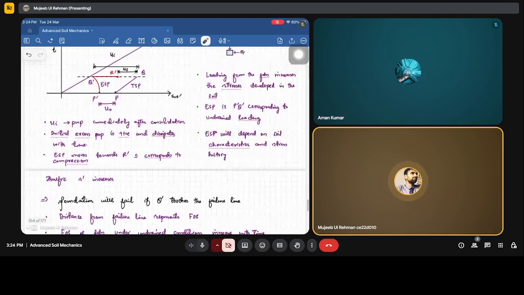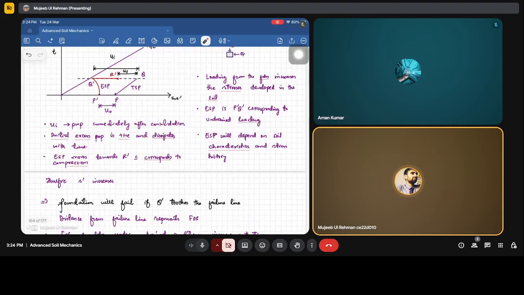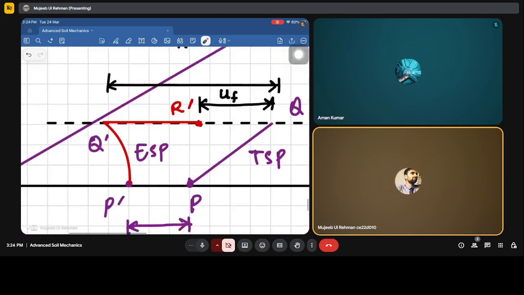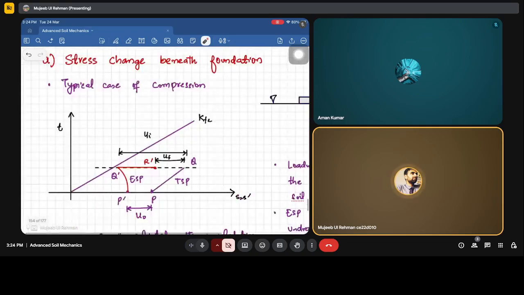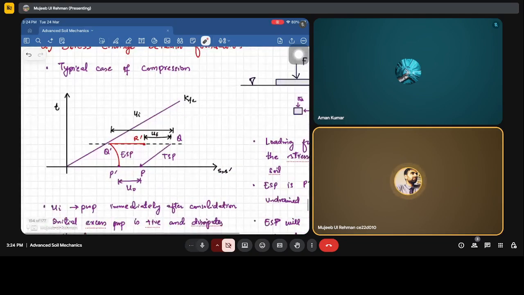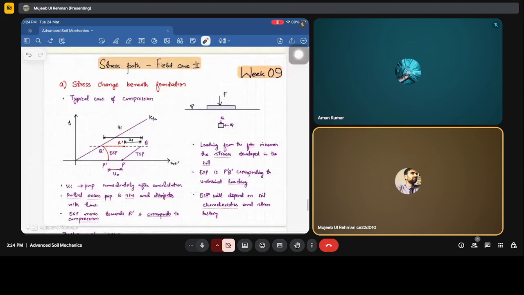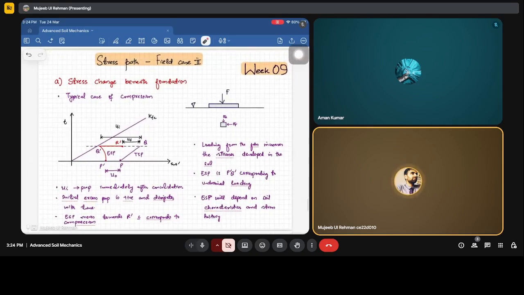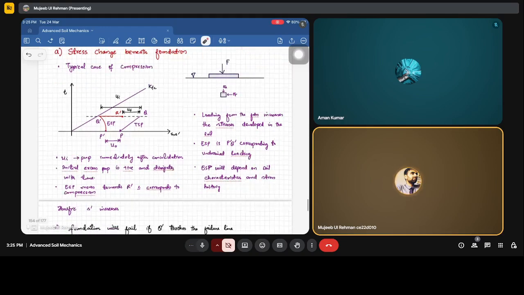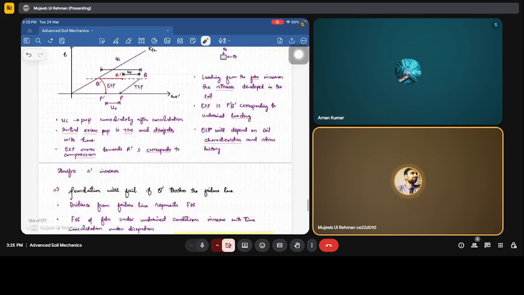Correct. So distance from the failure line represents the factor of safety. That's what I told you. This margin, from this point to this point, will determine your factor of safety. Now, what is happening in this case for the foundation: as the pore water pressure is dissipated with time, this effective stress path moves to the right. It's going away from the failure line. So it means that the factor of safety is going to increase with time.